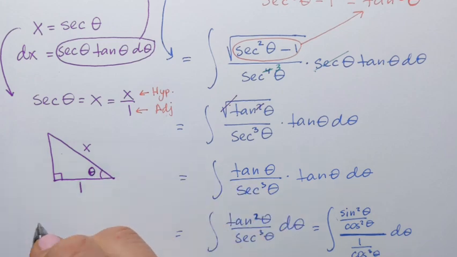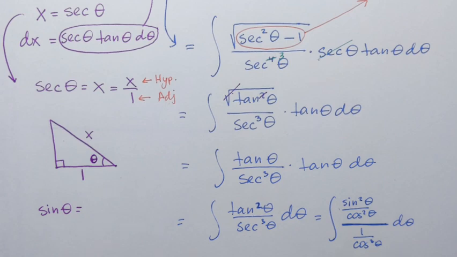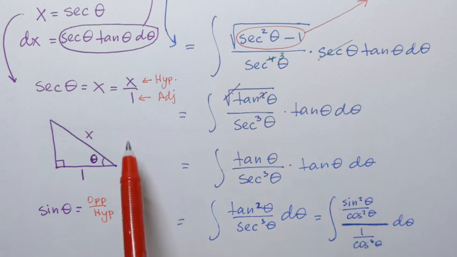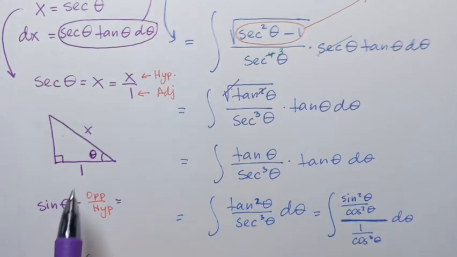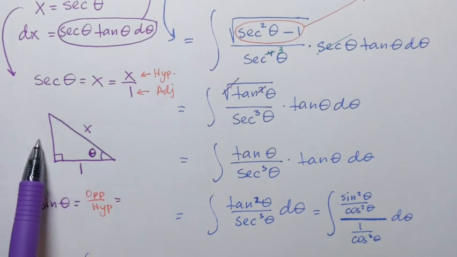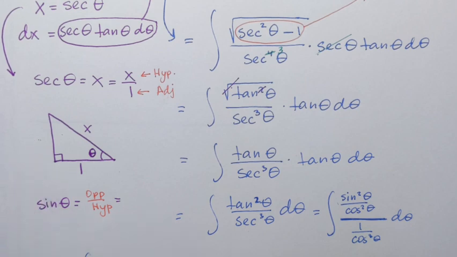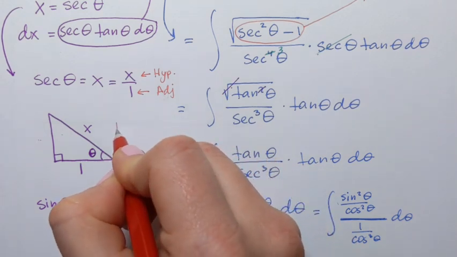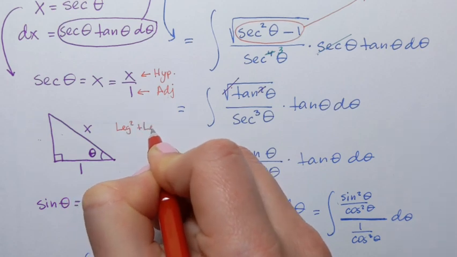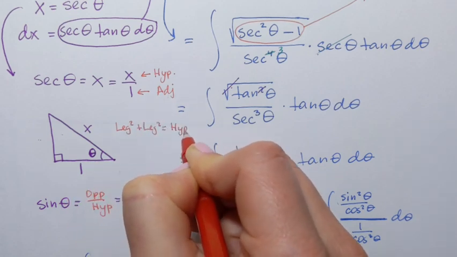Okay, but what is sine of theta? Sine of theta, based on its definition, remember, is the opposite side to hypotenuse. So from this triangle, I will be able to find sine. It's just that I'm missing the opposite side. How do we find the opposite side? To find the opposite side, we're going to use the Pythagorean theorem. So if you remember, according to the Pythagorean theorem, it's leg squared plus leg squared equals hypotenuse squared.